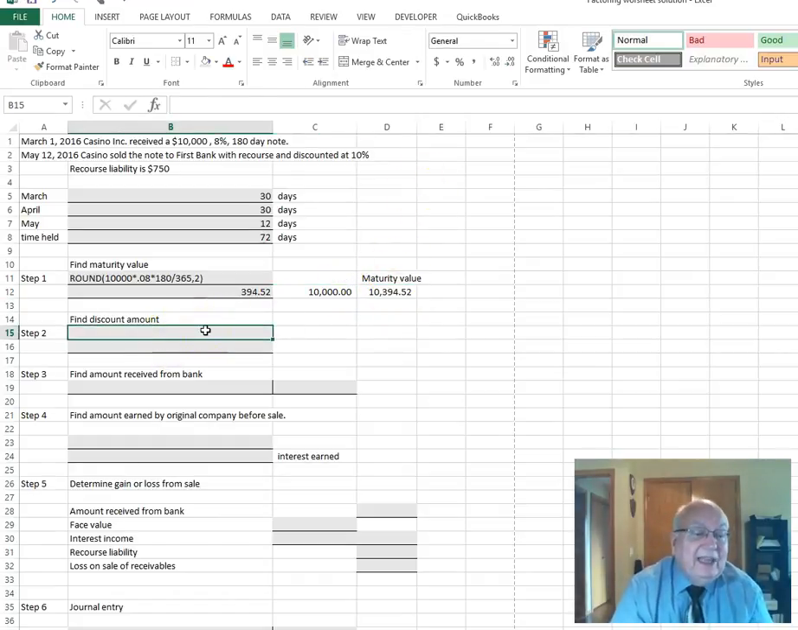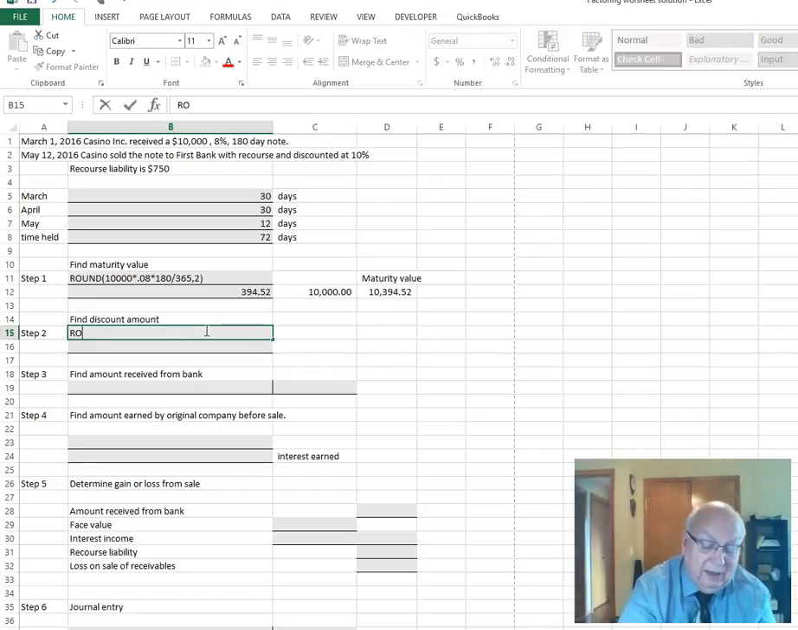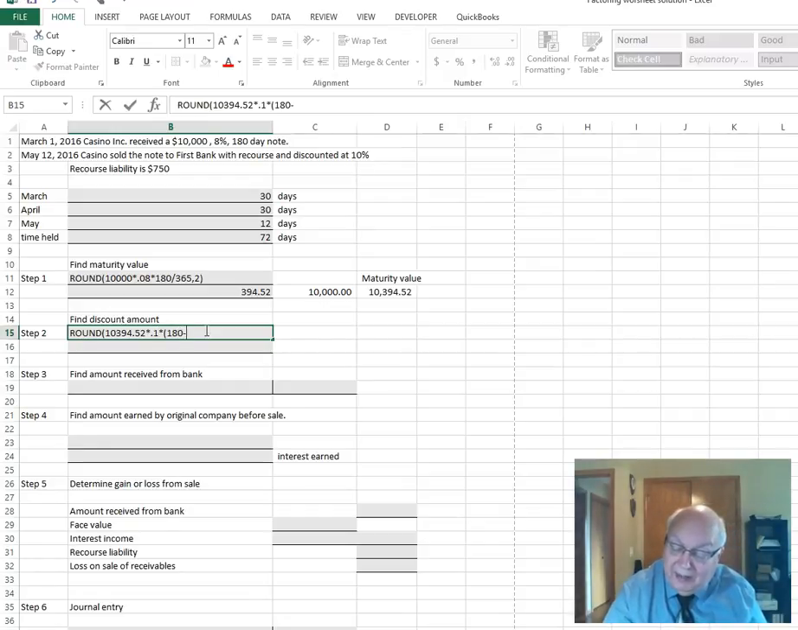Now we have to find out what's the discount amount. For the discount, we would have the round function again. This time we want to use the 10,394.52 times the discount rate, which was 10%. That was given. And we take that times the 180 minus the 72, because we find out how many days did they have to hold it. And then divide that by 365.